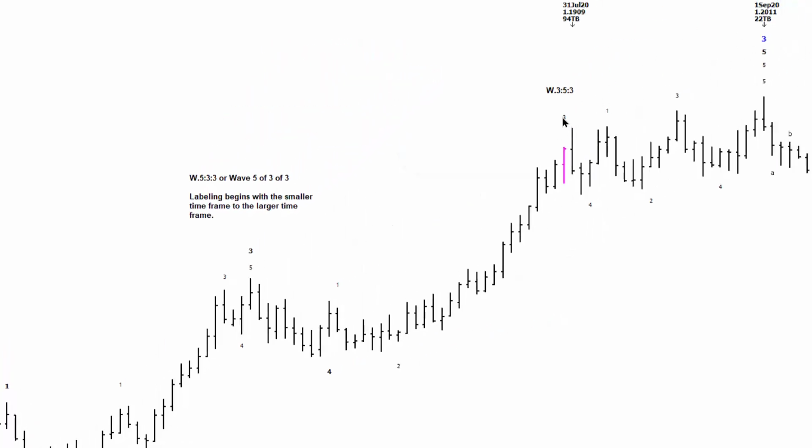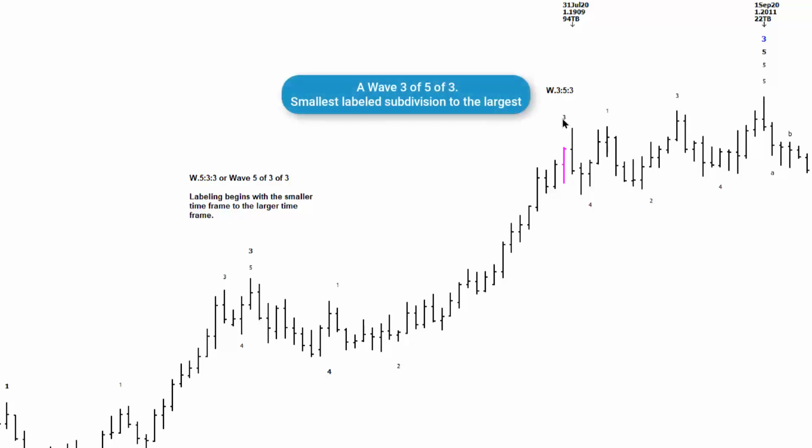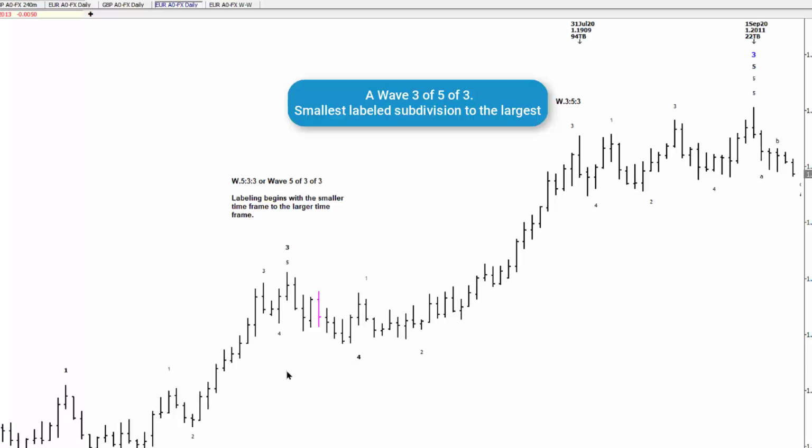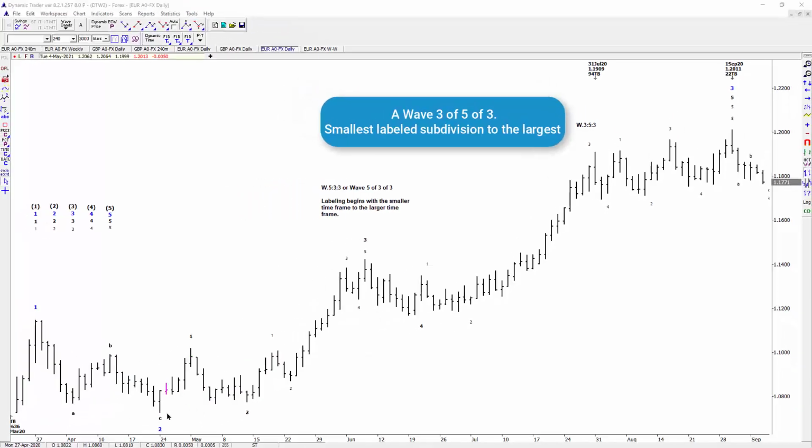This is a wave 3. So it's a wave 3 of what? Well, it's a wave 3 of 5 of 3. So we're beginning from this wave 2, higher time frame, wave 2 low. 1, 2, 3, 4, 5. And then it's the 3 of 5 of 3.